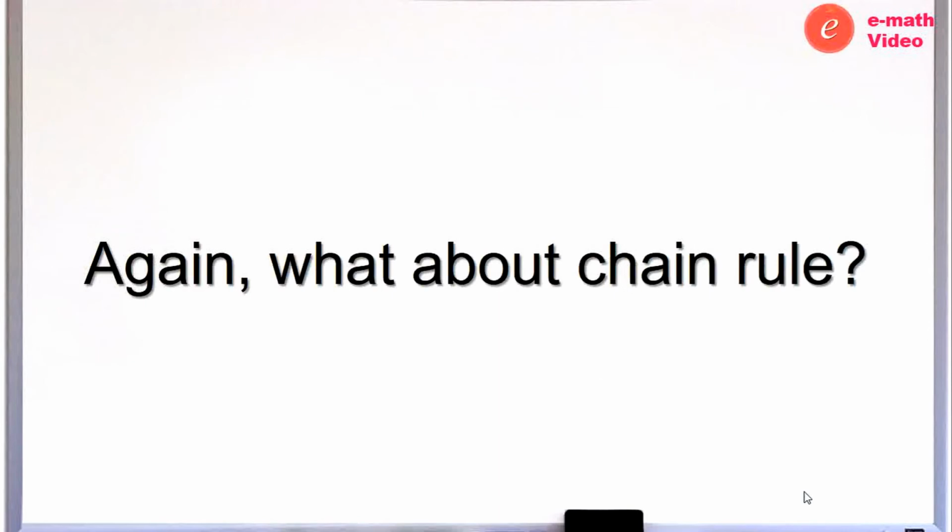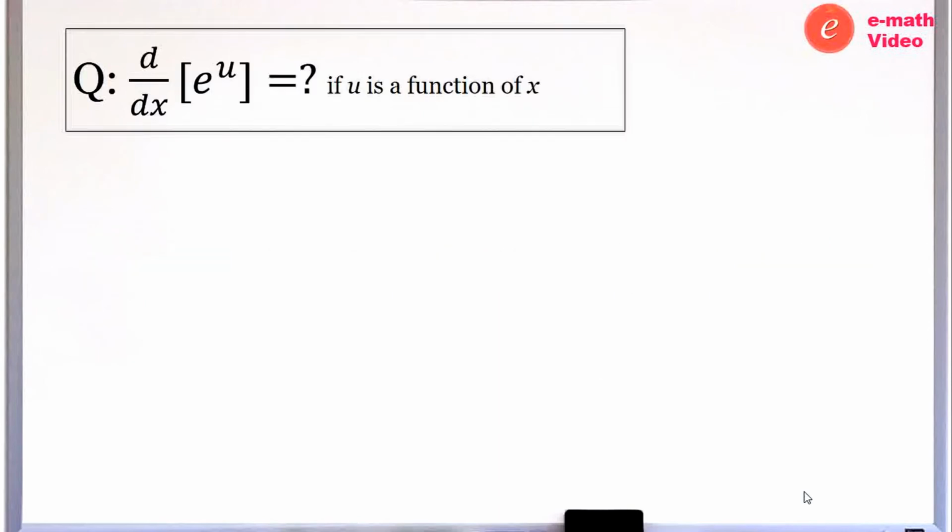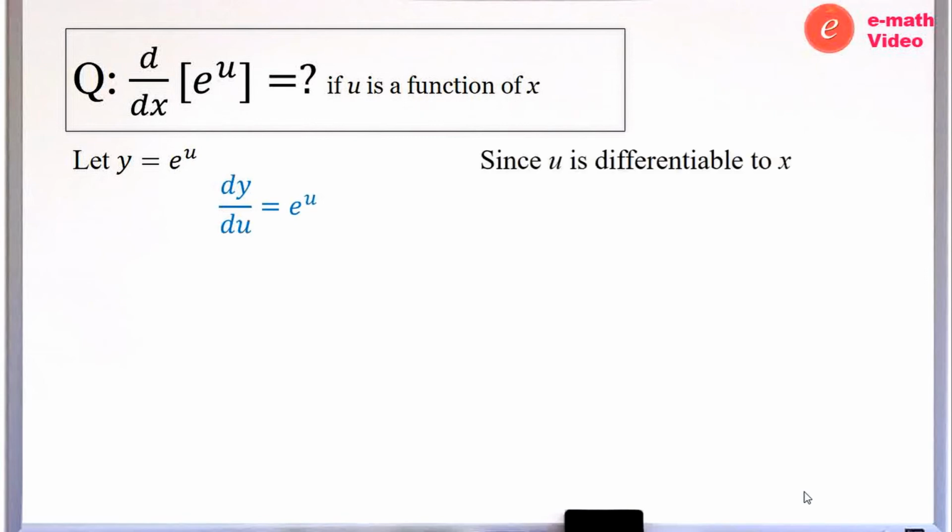Again, don't forget our friend chain rule. So the question is, what is the derivative of e power u where u is a function of x? We let y equal e power u. Since it's undefeatable by Captain dx, dy over du will still be e power u. Same procedure as just now, we will have du over dx equals u prime.